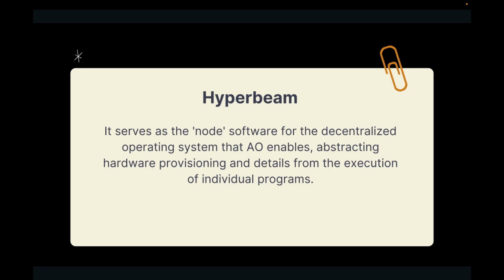So when you're trying to run a Hyperbeam node, you install the Hyperbeam software, which is the node software that runs on your node or on your device. The good thing about Hyperbeam is that it abstracts this hardware provisioning from the execution of programs, and these programs can differ according to what you need. So the Hyperbeam node, or the Hyperbeam environment, is quite extensible according to your needs.